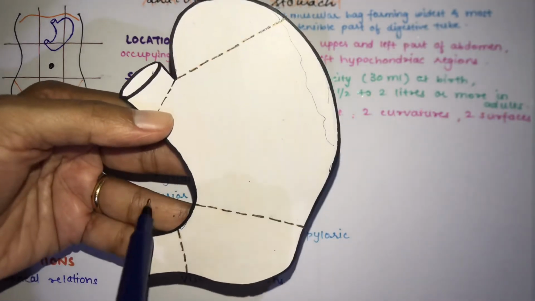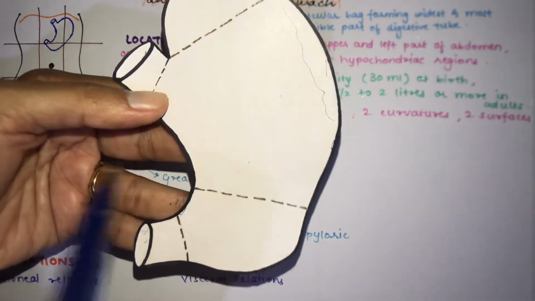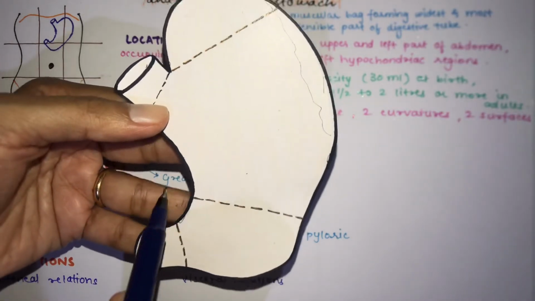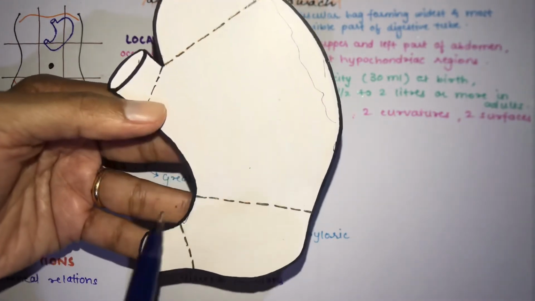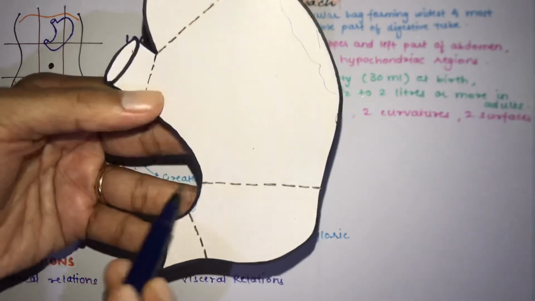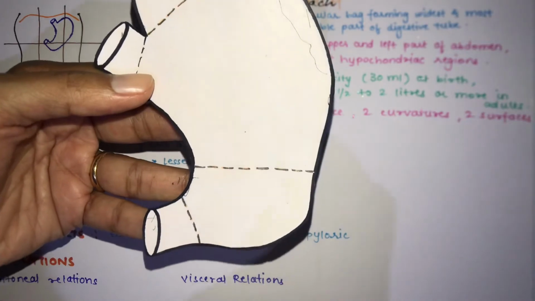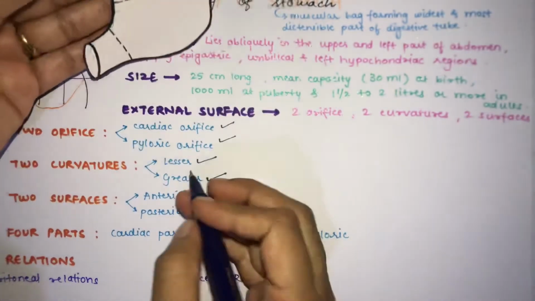Now the lesser curvature also gives the attachment to the hepatogastric ligament. This is an extra point that you need to remember for your lesser curvature, that it gives the attachment to the hepatogastric ligament. So now this is about your curvatures.